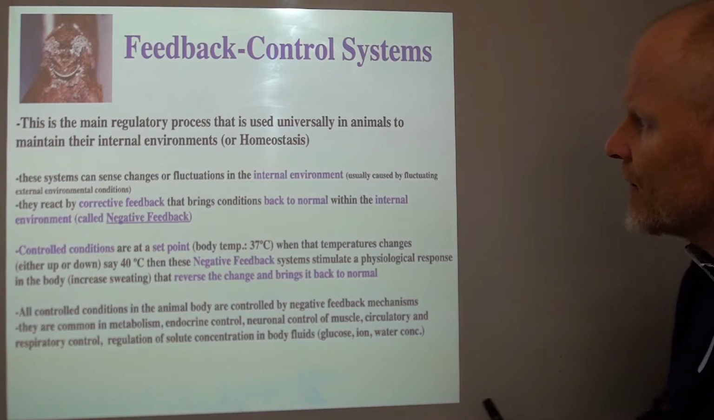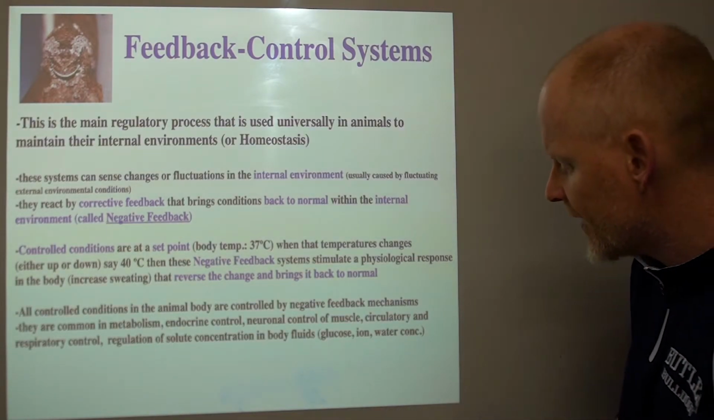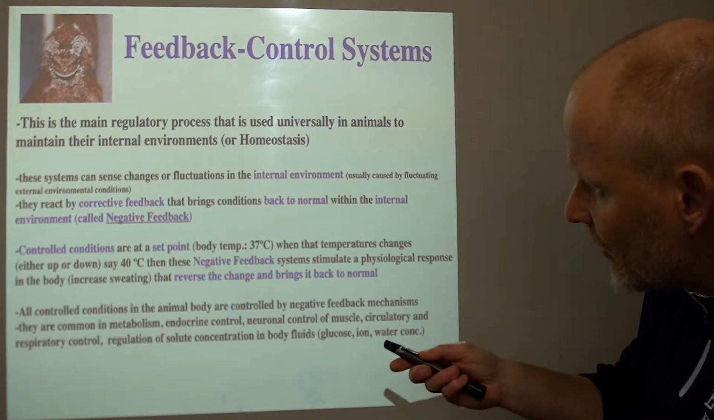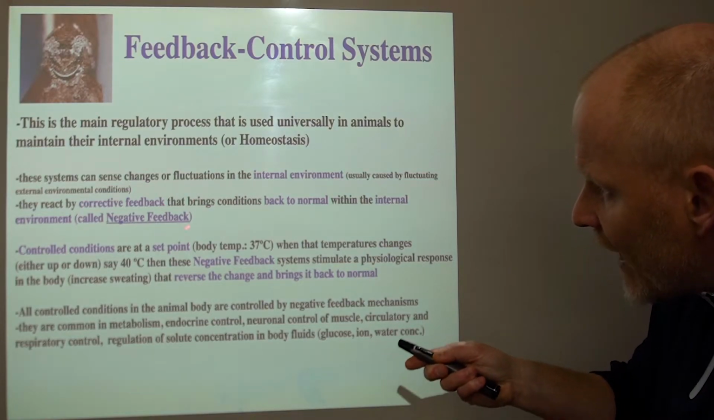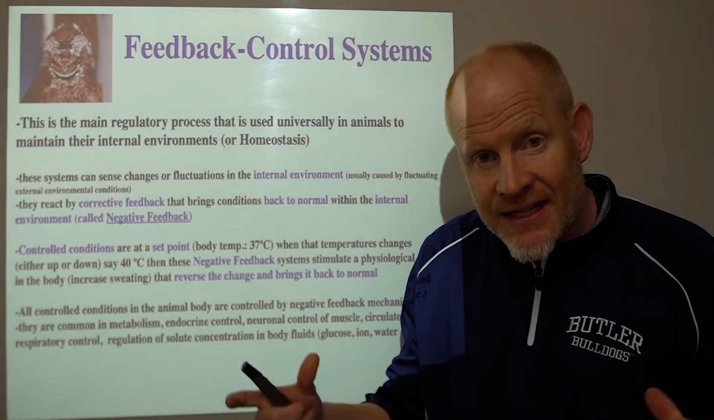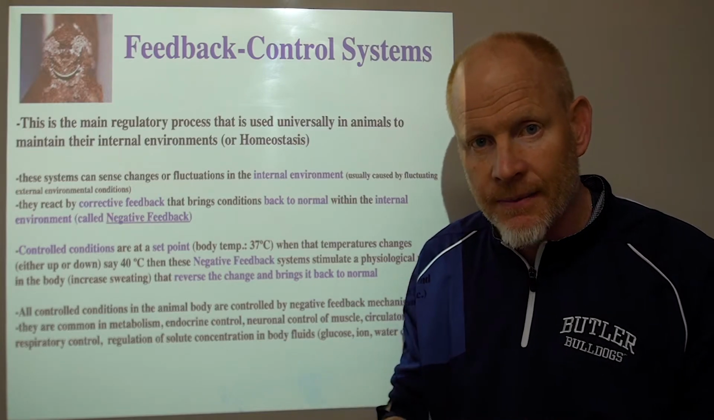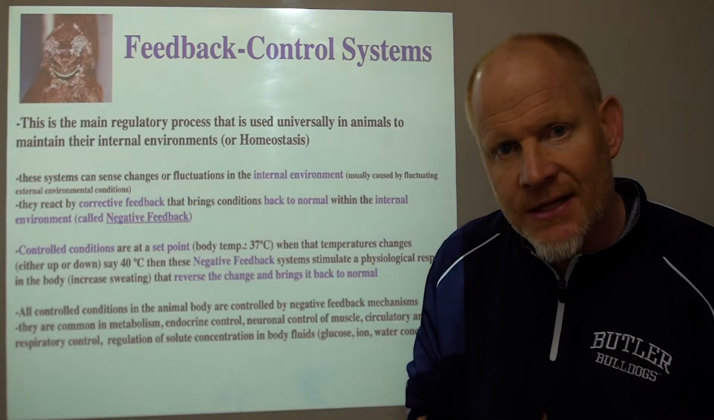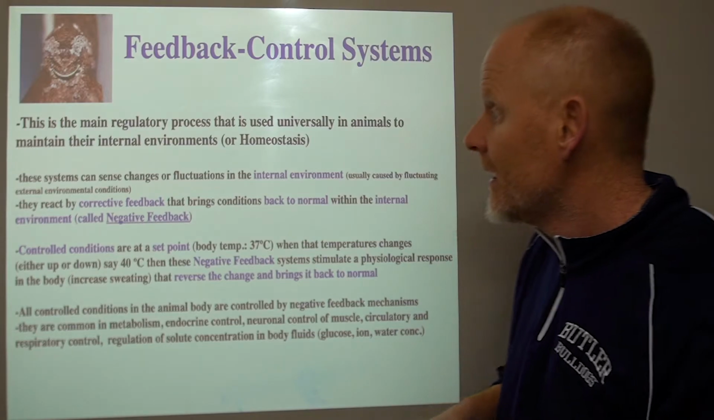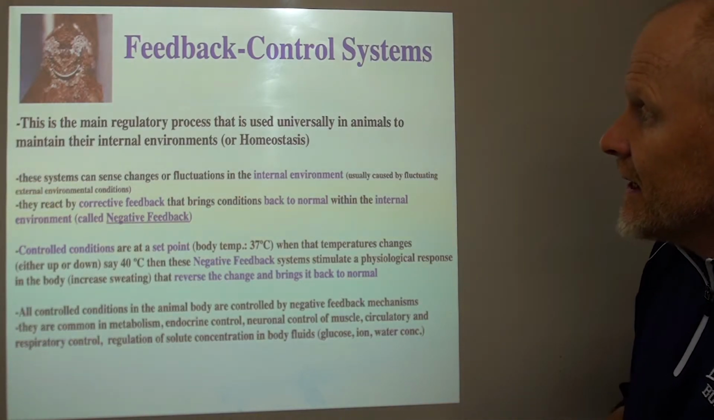So the main regulatory process of homeostasis is called negative feedback, as you can see here in blue. So negative feedback is the main way that our body, and there are lots of these negative feedback pathways, there are hundreds and hundreds of them. There are as many negative feedback pathways as there are controlled conditions that are monitored within the body.